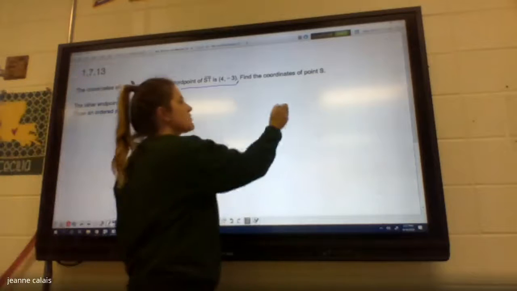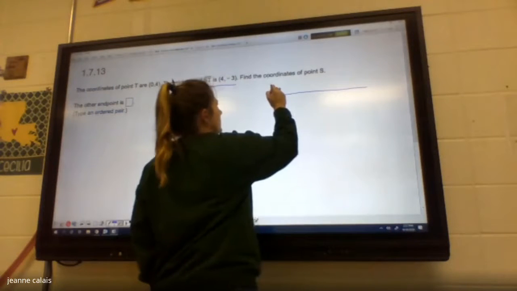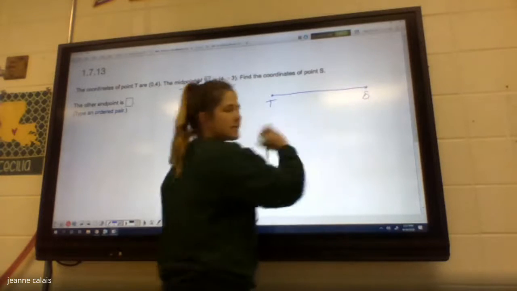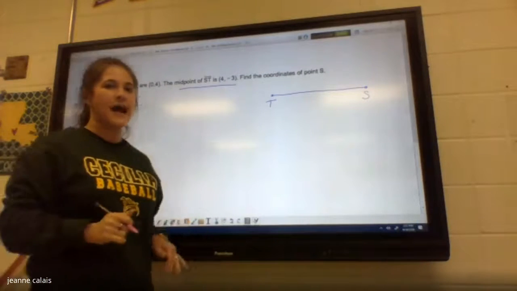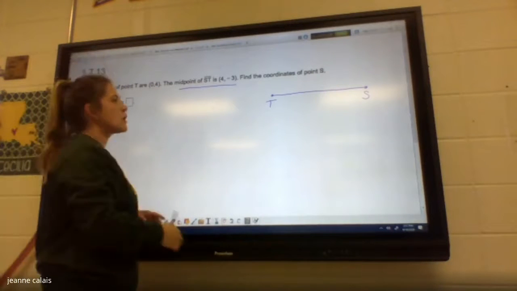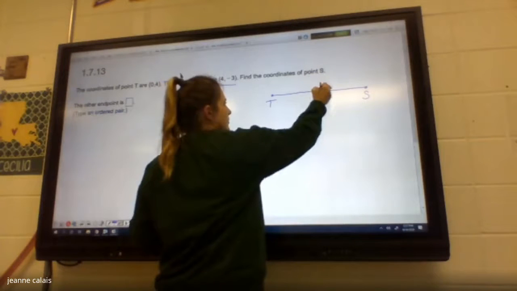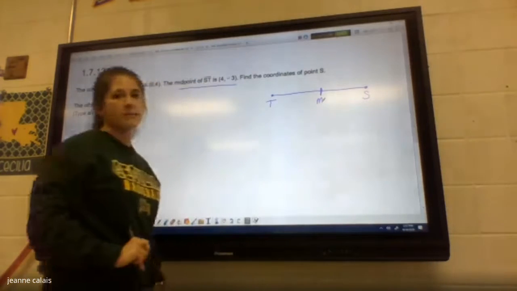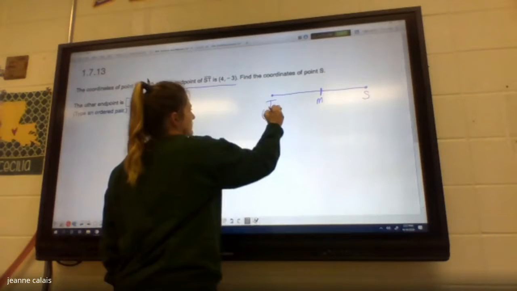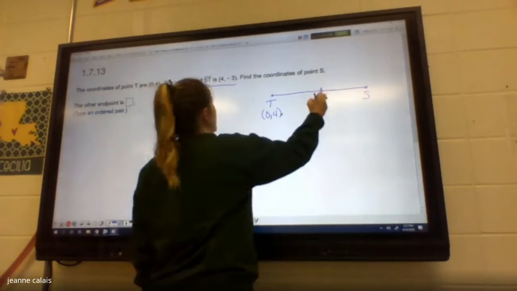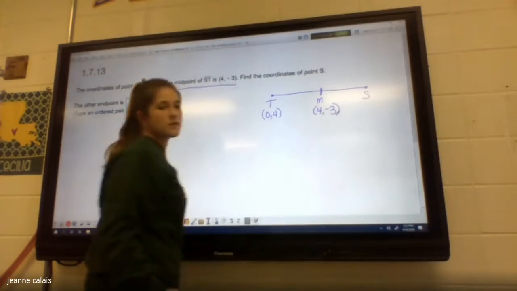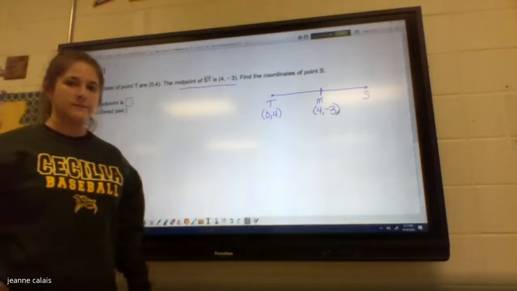So what happens is you have a line segment. You have T and then S. Now listen, this is not drawn to scale. This is not exact, but this is what it looks like. So your midpoint is somewhere in the middle, and we'll call that M for midpoint. You know what T is, and you know what your midpoint is, but what you don't know is what your other endpoint is.